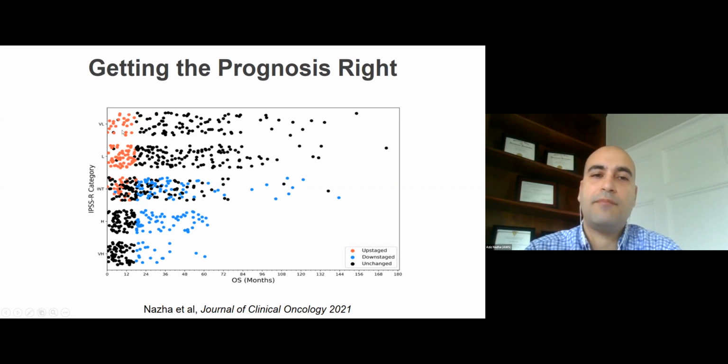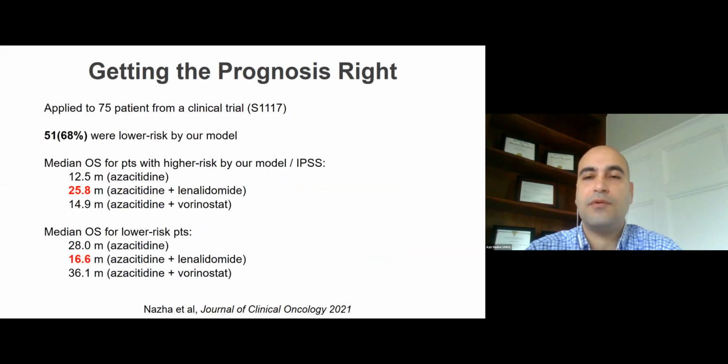And you can see, for example, in very low risk patients, there are patients here that actually behaved really, really badly, like they didn't even live for a month. In red are the patients that were upstaged correctly by our model, and in blue you see the patients who were downstaged correctly by our model. So you see that the model is actually making the right prognosis.